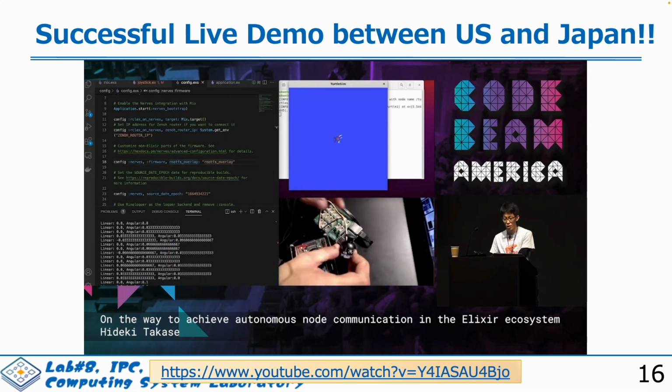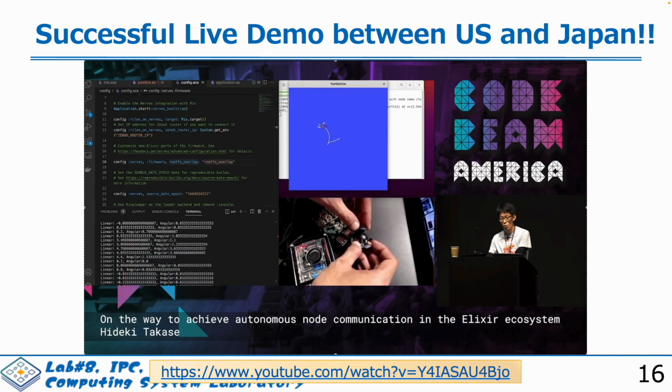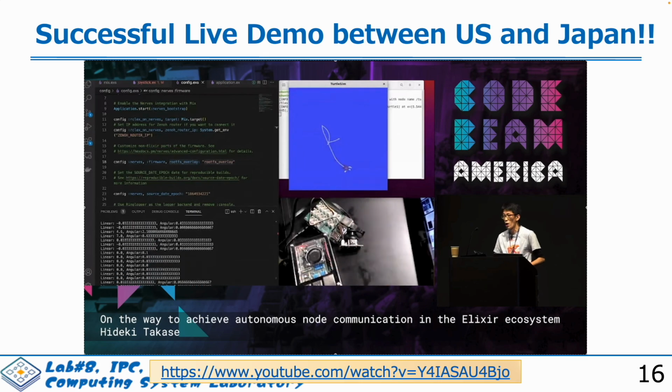Now, these two computers can connect to each other, and I can control the behavior of the turtle by joystick value. This is the first demonstration.